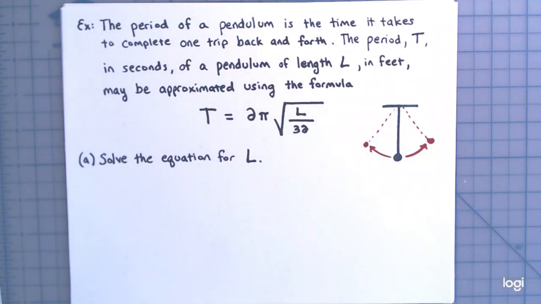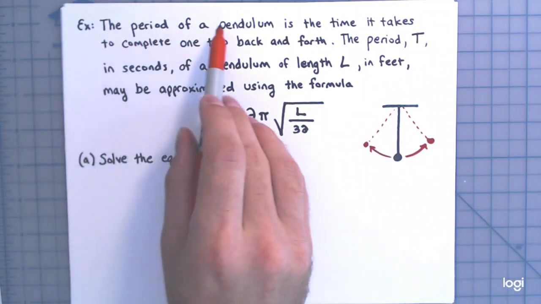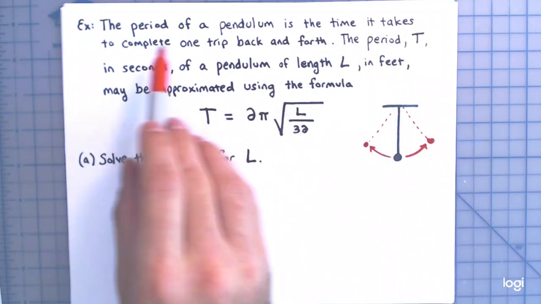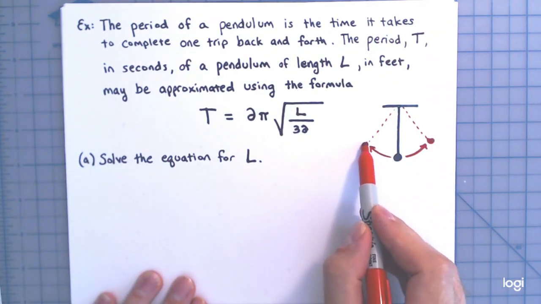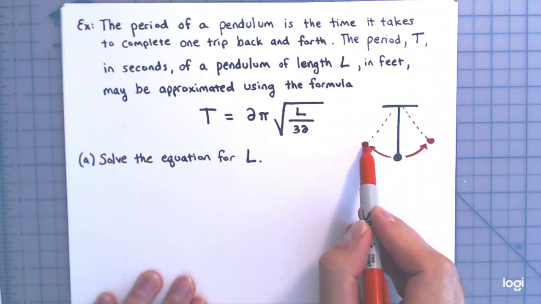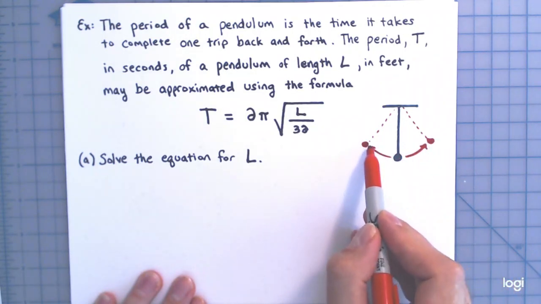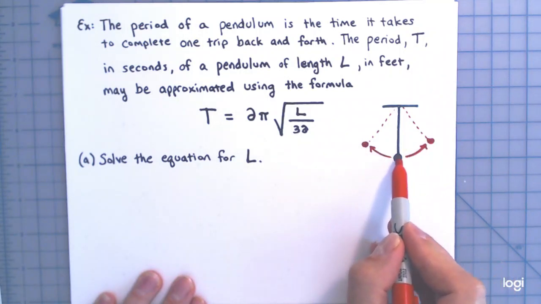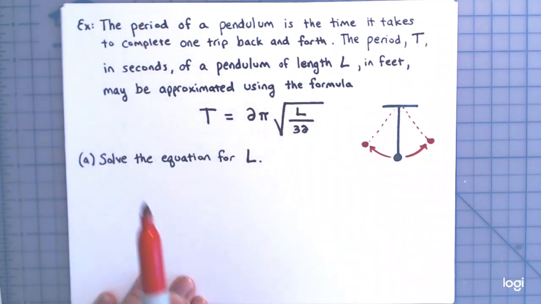in a grandfather clock to help keep track of time progressing. So it's mentioned here the period of a pendulum, again, is the time it takes to complete one trip back and forth. So if you pull the weight back up here, let it go, and then it swings back and forth and back. That forth and back one time, the time it takes for that to happen is called the period of the pendulum, right?